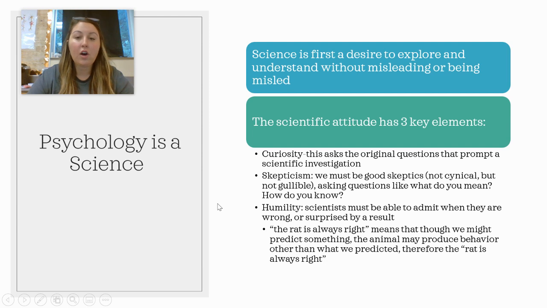Okay, so first of all, when lots of people think of psychology, I don't typically think they think of it as a science, but psychology really is a science. It's this desire to explore and understand without misleading or being misled. That's what science is, or our definition. And the scientific attitude has 3 key elements, which is curiosity. So curiosity is what is kind of needed to even start the scientific process, right? You have to have a question about something. So this asks the original questions that prompt a scientific investigation.